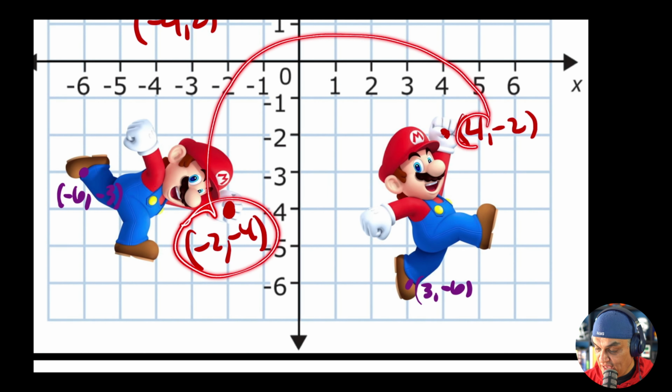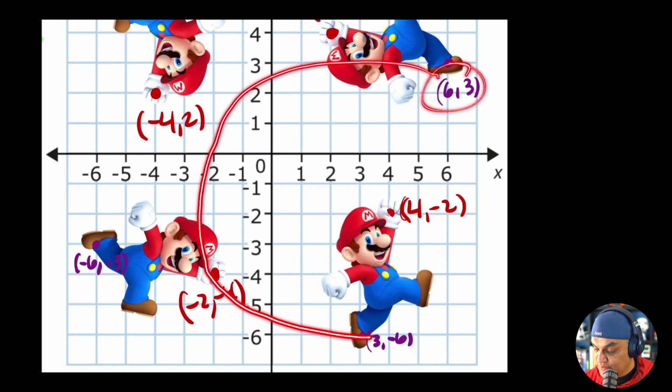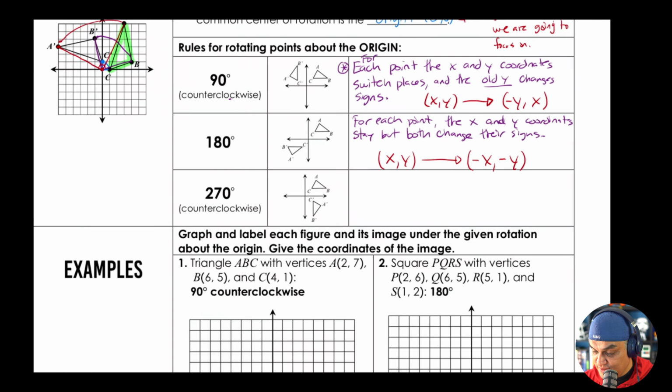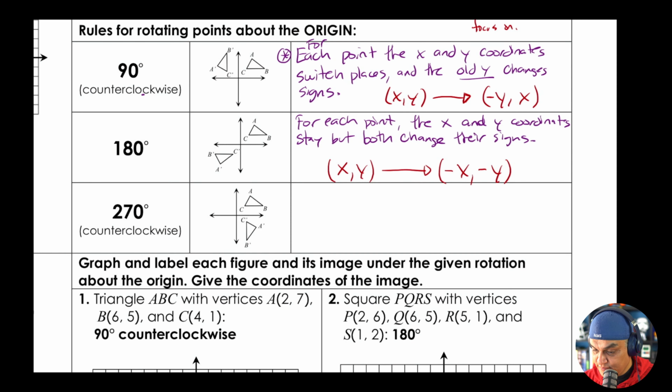The old x. Let's see if that happens again. Let's try it with this one. 6, 3. And we go all the way around 90, 180, 270. So that means it goes 3 quadrants. And the 3 and the 6 switch, but the old x, you see the old x is 6, the old x turns into -6. So it's very similar to what happened at 90. So let's put that in words.